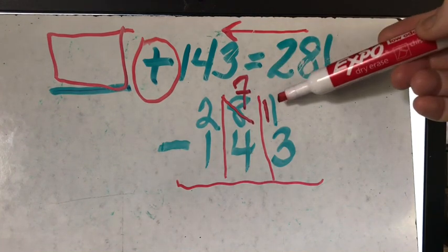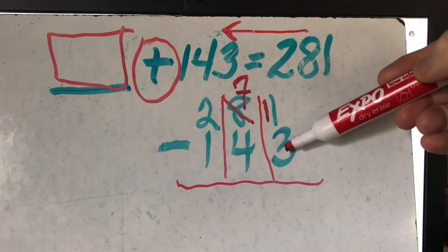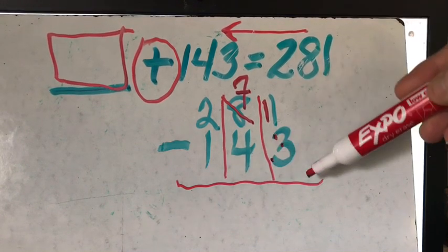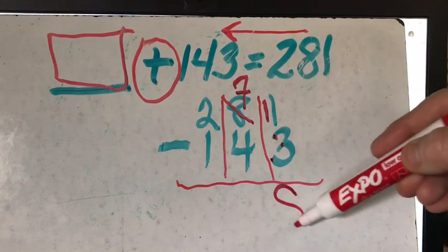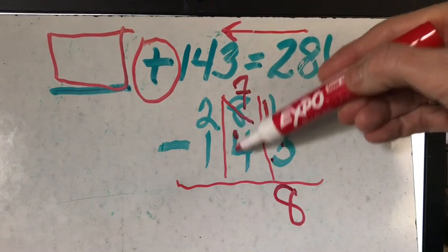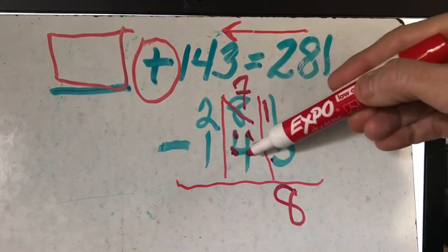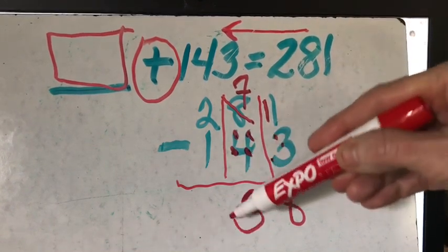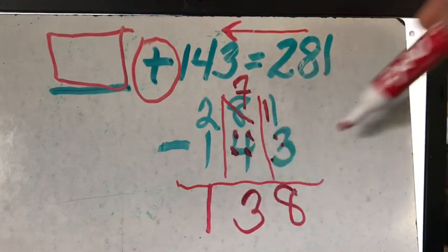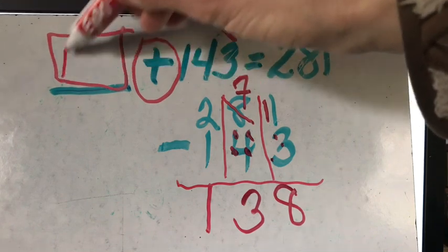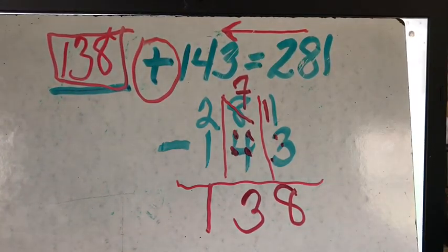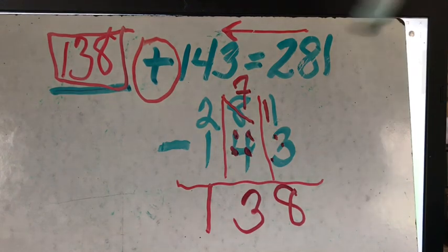All right, so now I can do the problem because now I have 11 minus 3. So if I'm at 11, 10, 9, 8. So 11 minus 3 is 8. 7 minus 4, I'm at 7, 6, 5, 4, 3. 7 minus 4 is 3. And 2 minus 1 is 1. So in the box, 138. And then I can check that by making sure that's true.